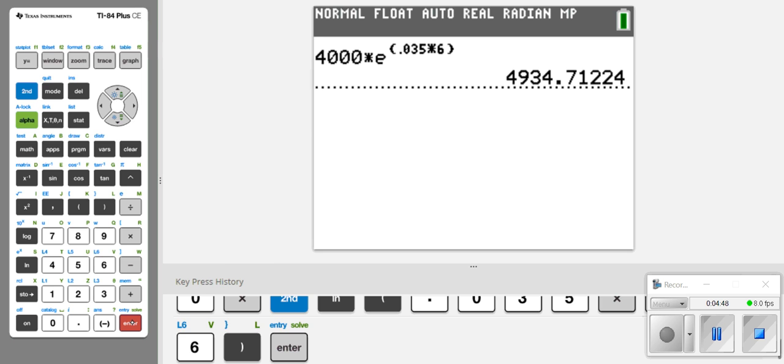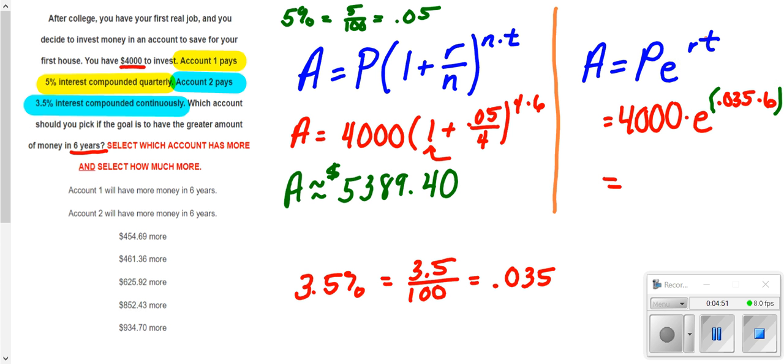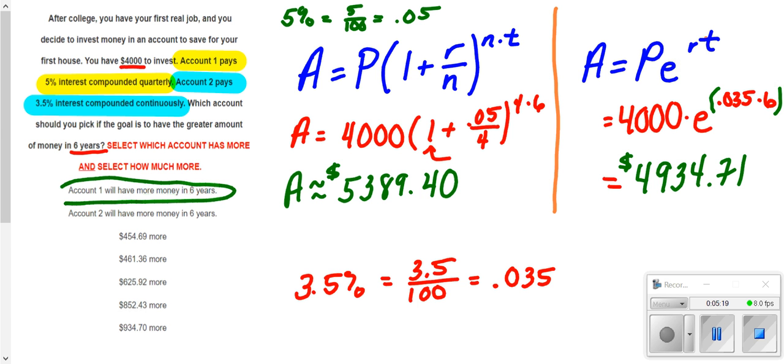So $4,934.71. Okay, and that's less. Generally, if the interest rates were the same, we would expect that we would get more money with the continuous compounding, but that interest rate was less, right? It was 5% versus 3.5%, and that made a significant difference. So in our answer, we want to say that we would have more money with account 1, and then it asked us to find the difference between those.